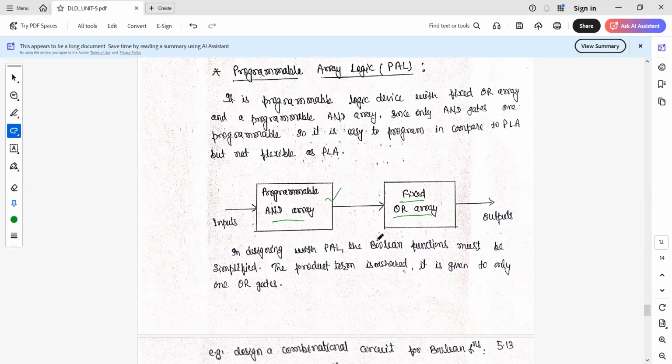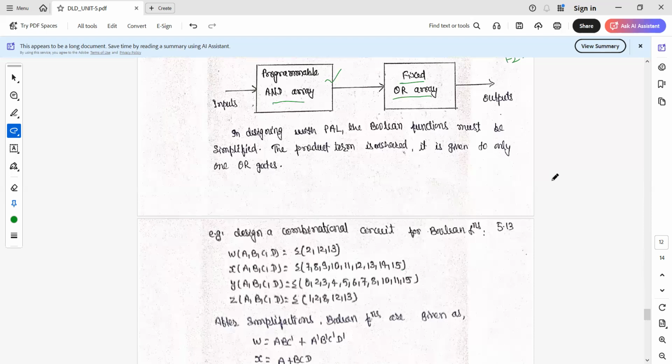And sometimes, to make it look symmetric, suppose function F1 has 2 product terms and function F2 has 3 product terms. Then we can add one extra AND gate to F1, but this AND gate will be without connection.